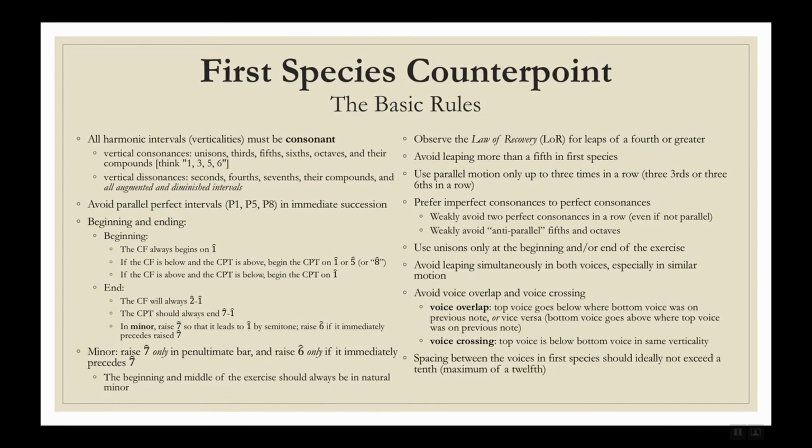The spacing between the voices in first species should ideally not exceed a tenth. And then we do see an example in here of it being a 12th. So, if you need to do a 12th, you do that as a maximum. But try to keep the voices within the range of just a little bit over an octave, which is a 10th. And finally, weakly avoid tied notes in the contrapuntal voice. You can use them if you really need them, but try to solve the problem of setting the melody without using ties, without repeating a note if possible.